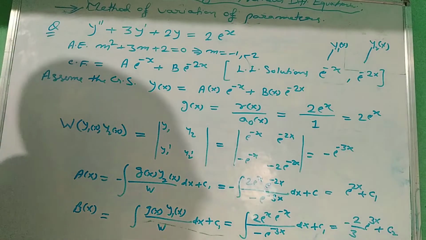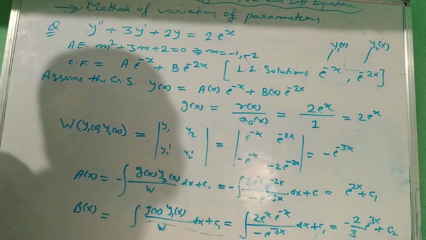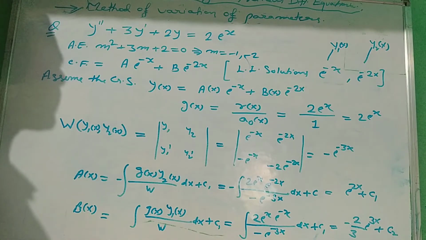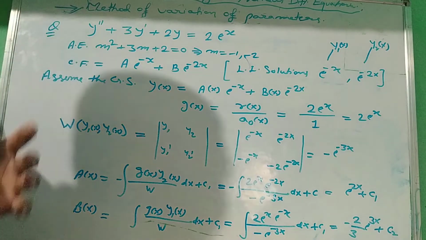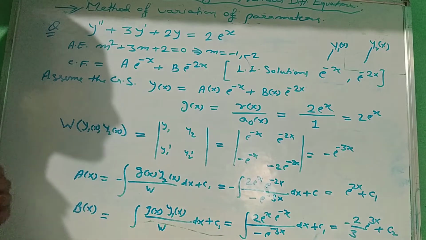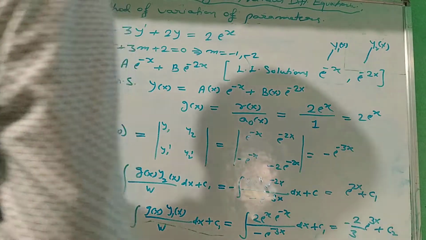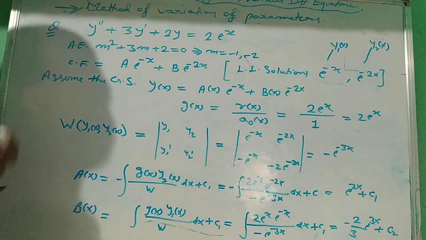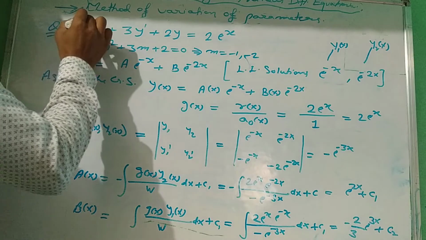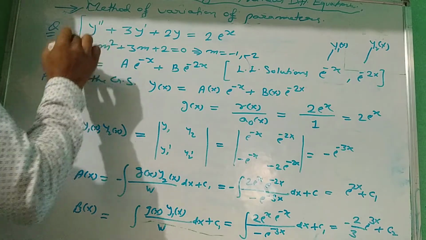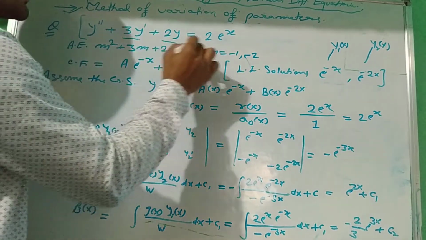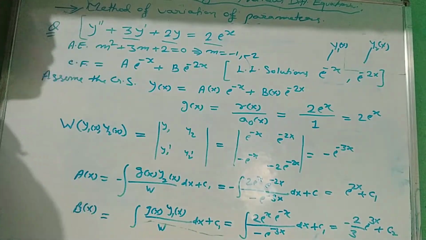And we can use the complementary function and Wronskian of the linear independent solution of the differential equation. So let us take an example. In this example we have a differential equation of second order. This is the y double dash plus 3y dash plus 2y equal to 2 e to the power x.